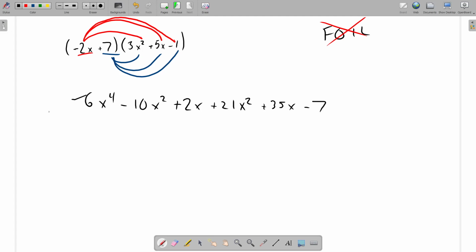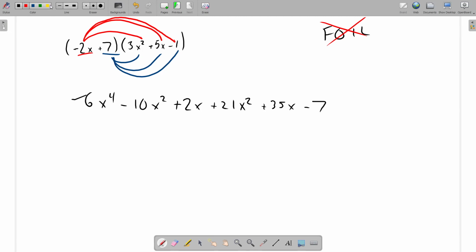We see we end up with 6 terms, and I drew 6 lines. Okay, so the lines are like a visual way for you to see what needs to be multiplied, and you can count the number of lines to know how many terms you should end up with. And don't forget, we're not done. We need to do one more thing. We need to combine like terms.